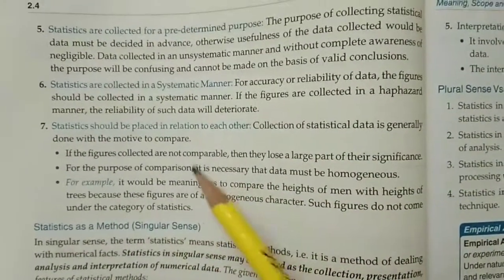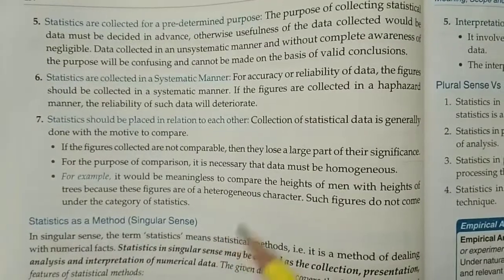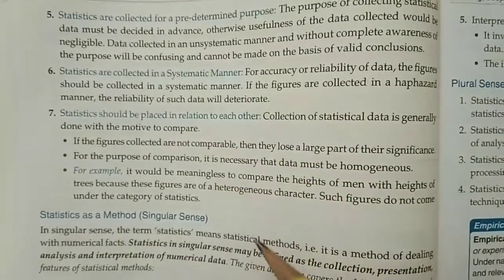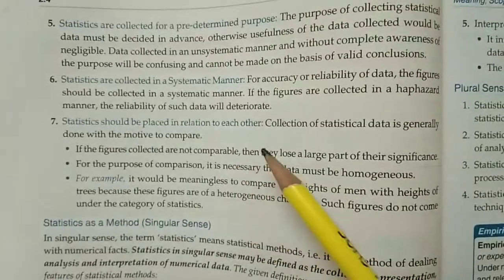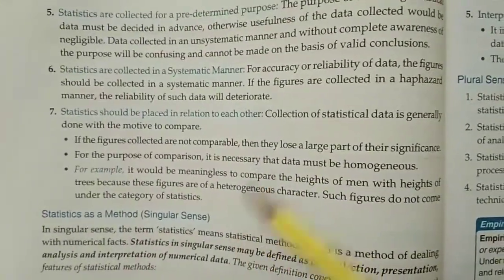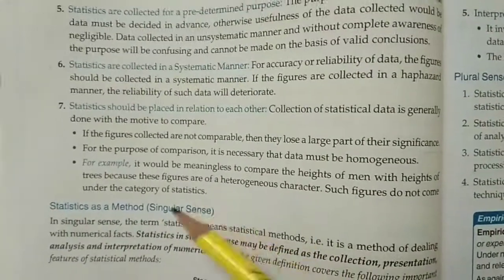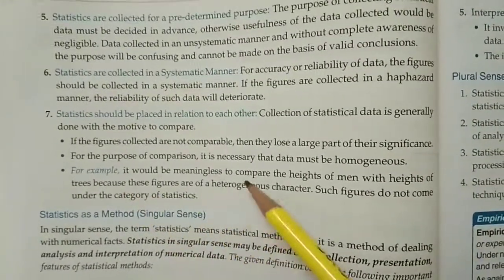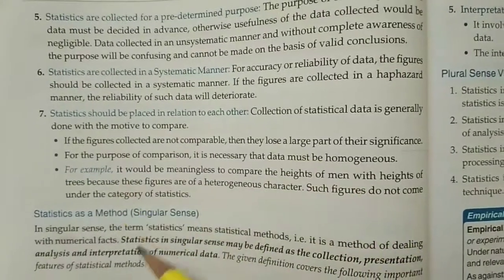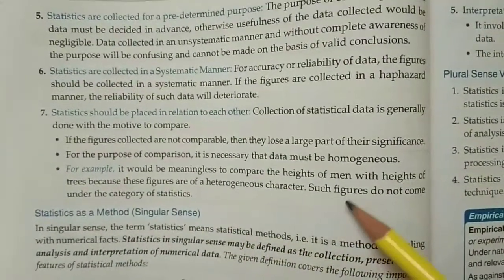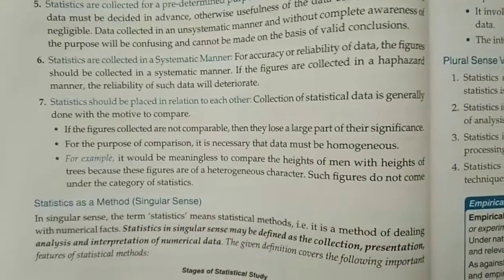For example, if you have to compare the students on the basis of maths marks, the data must be homogeneous, meaning everyone's maths mark should be there. It is not that you have 3 students' English marks and 2 students' maths marks. So it is of no use. It won't be helpful. For example, it will be meaningless to compare the heights of men with the heights of trees because these figures are of heterogeneous character, two different characters. Such figures do not come under the category of statistics.